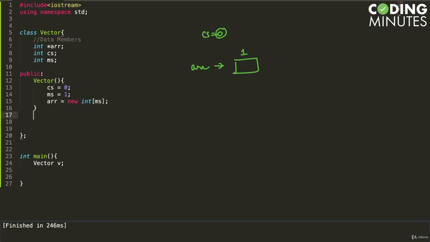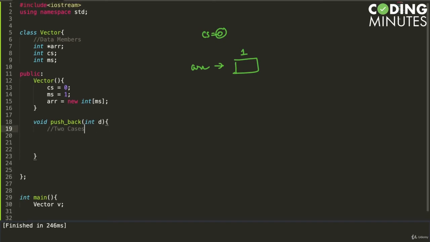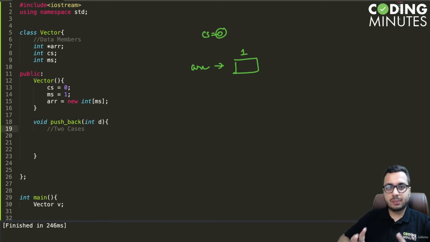But now people say, we want to push some data in this vector. So we can have a method void pushback, and here we will get some data of the type D, and here we will write the pushback functionality, and we will have 2 cases. Let us write this functionality in the next lecture, and we have basic boilerplate code ready to keep it going. So let's see in the next lecture.